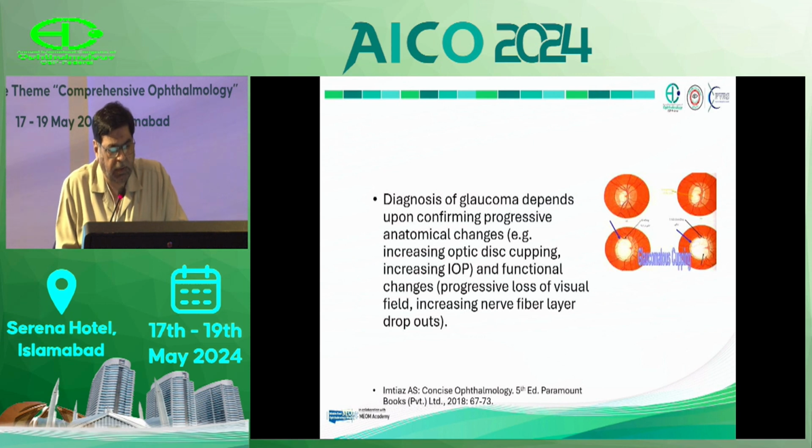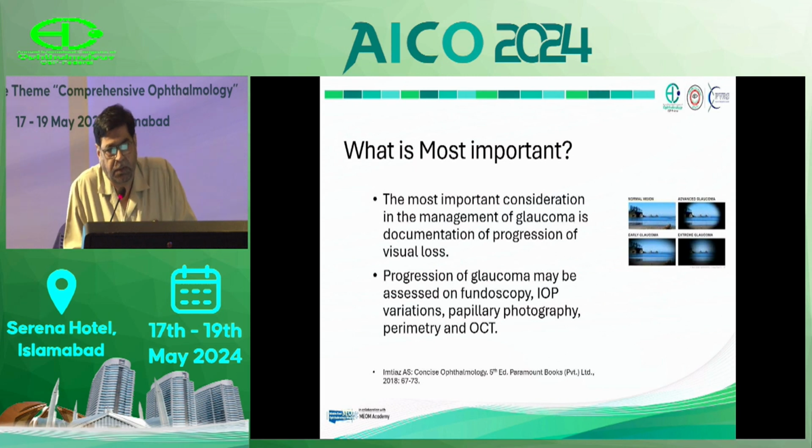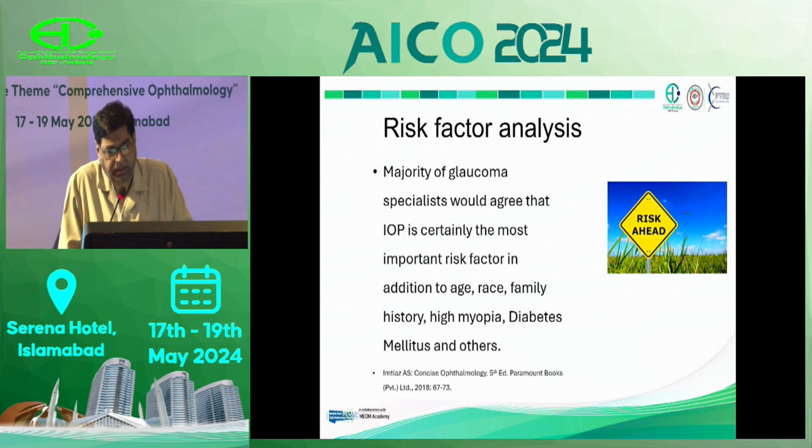The diagnosis of glaucoma depends upon confirming progressive anatomical and functional changes, which needs basic diagnostic tools: fundoscopy, tonometry, gonioscopy, perimetry, papillary photography, OCT. All are not available in most of the ophthalmic facilities in Sindh. The most important consideration in the management of glaucoma is documentation of progression of visual loss, which needs basic tools which are not available in basic ophthalmic facilities across Sindh.